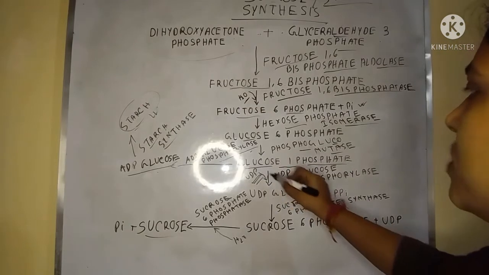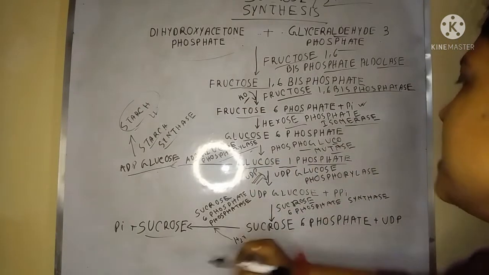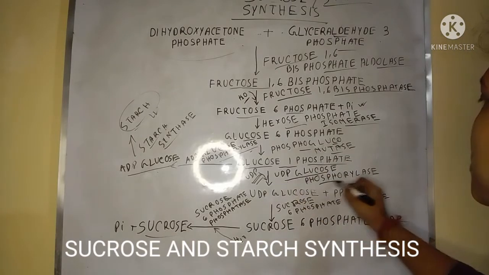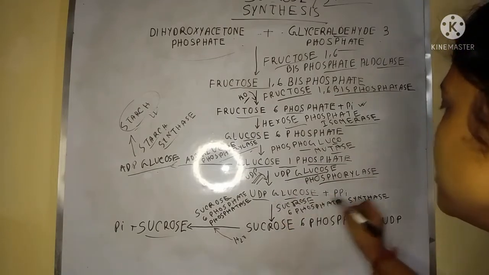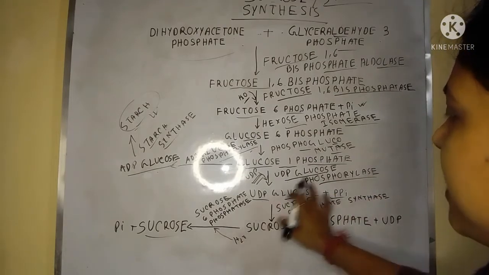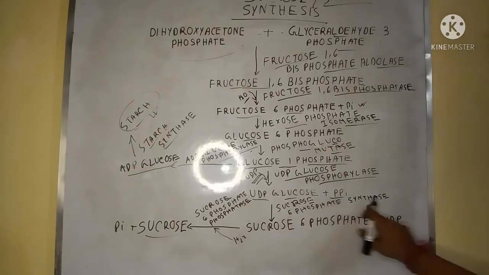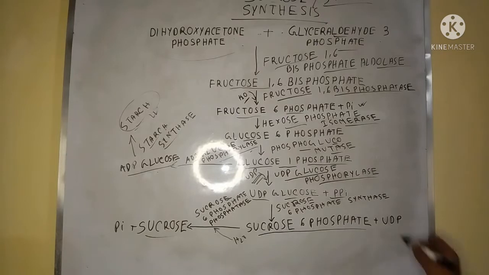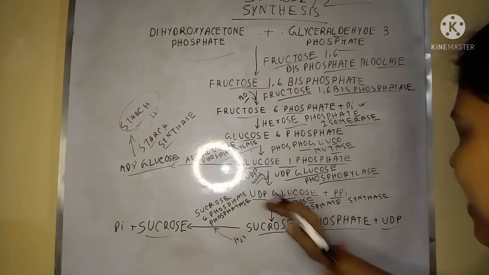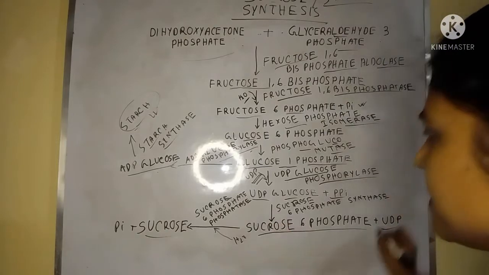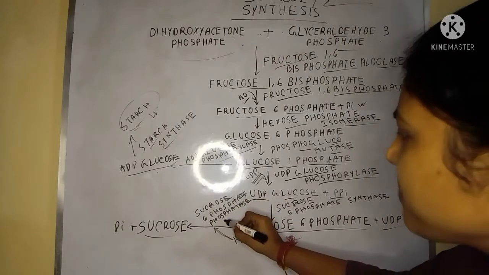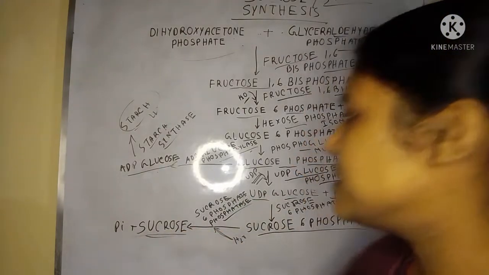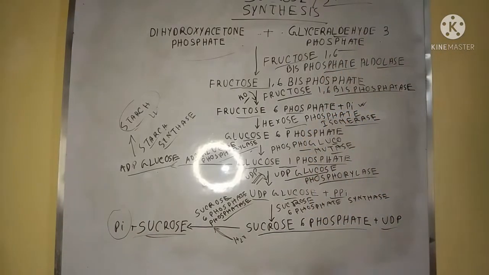UDP is added here to glucose 1-phosphate, and in the presence of UDP glucose phosphorylase, it changes to UDP glucose, plus PPi is formed. And UDP glucose, in the presence of sucrose 6-phosphate synthase, changes to sucrose 6-phosphate, and UDP is released from it. And when water is added to this sucrose 6-phosphate, in the presence of sucrose 6-phosphate phosphatase, it changes to sucrose, and Pi is also formed. So these are the reactions you can see here.